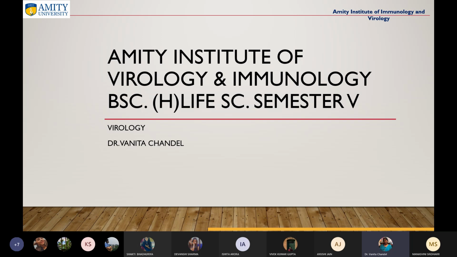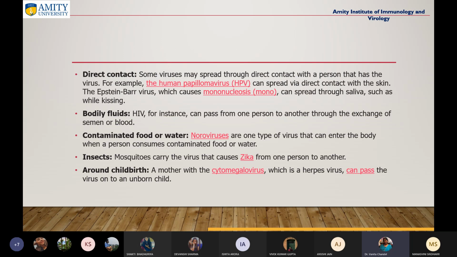Like in plants, there are a number of methods. In humans also, there are a number of routes by which viruses get transmitted. So first is direct contact. Some viruses spread through direct contact with the person that has the virus. For example, HPV, human papillomavirus, can spread by direct contact with the skin. Then the Epstein-Barr virus can spread through saliva while kissing, right? So such viruses can be avoided by avoiding such situations, right?